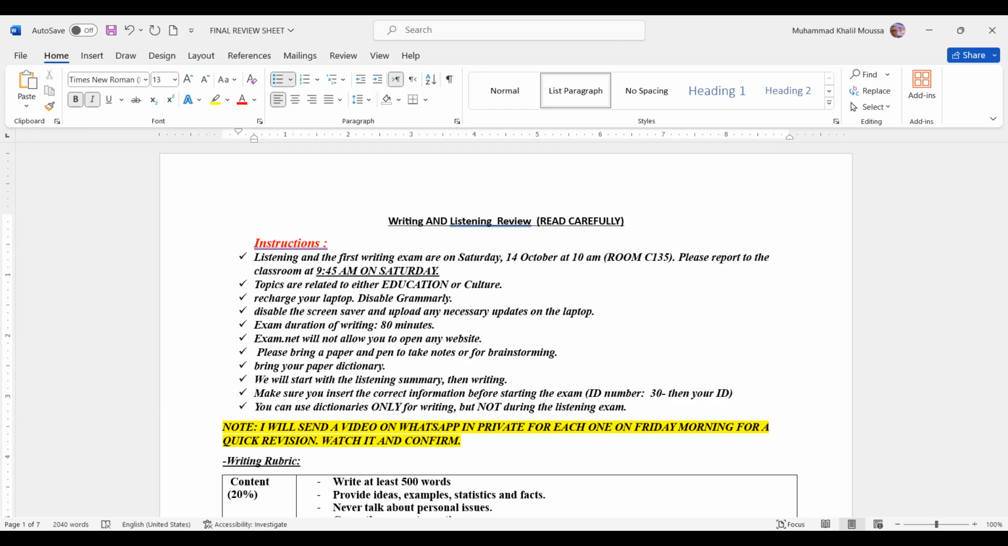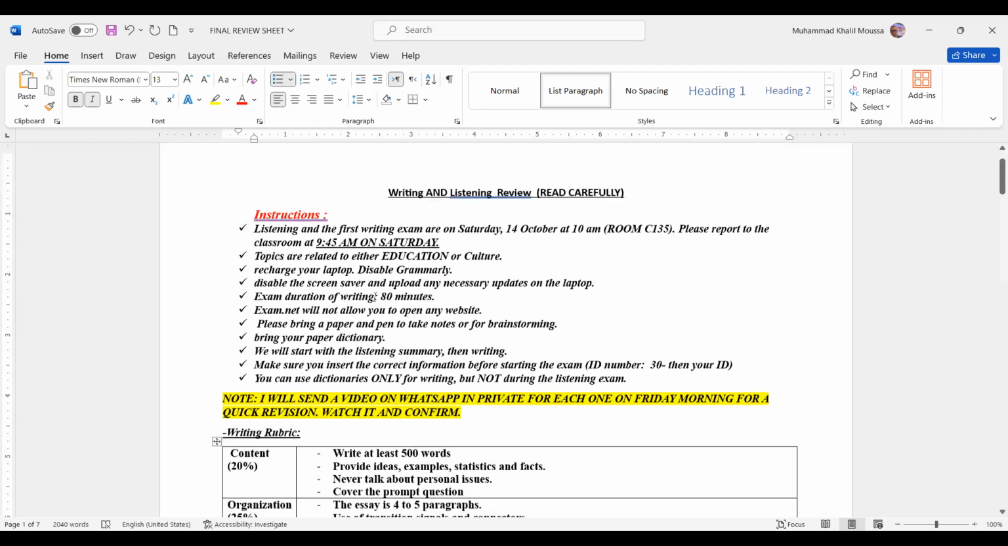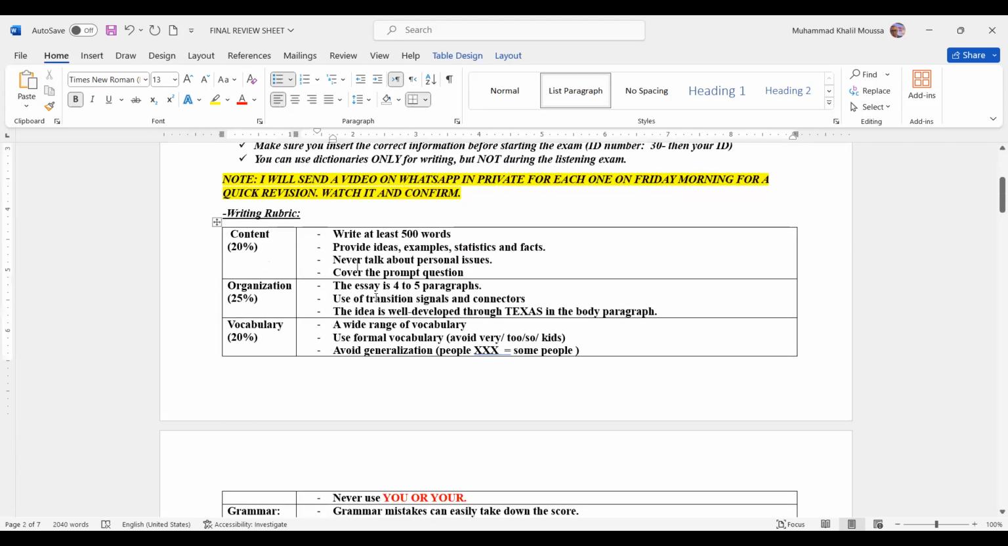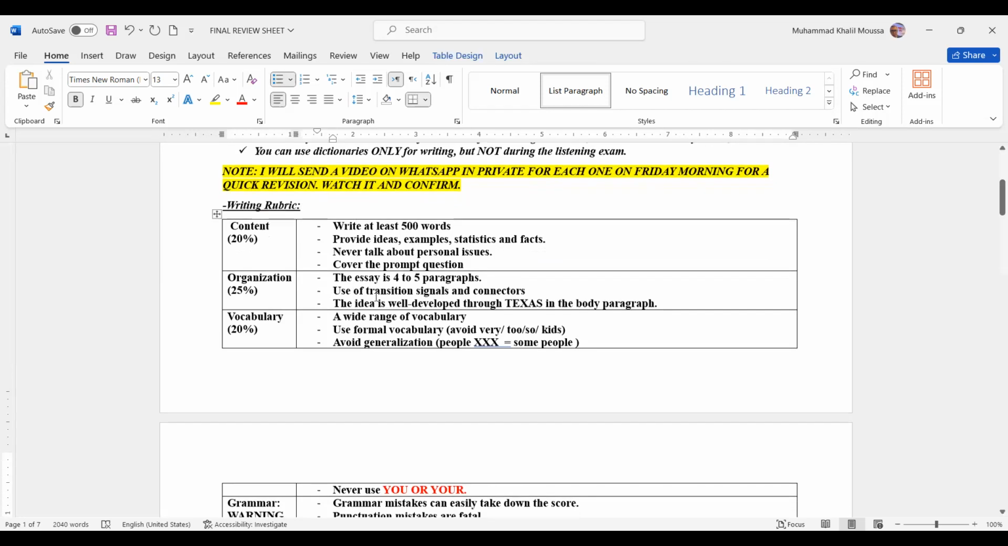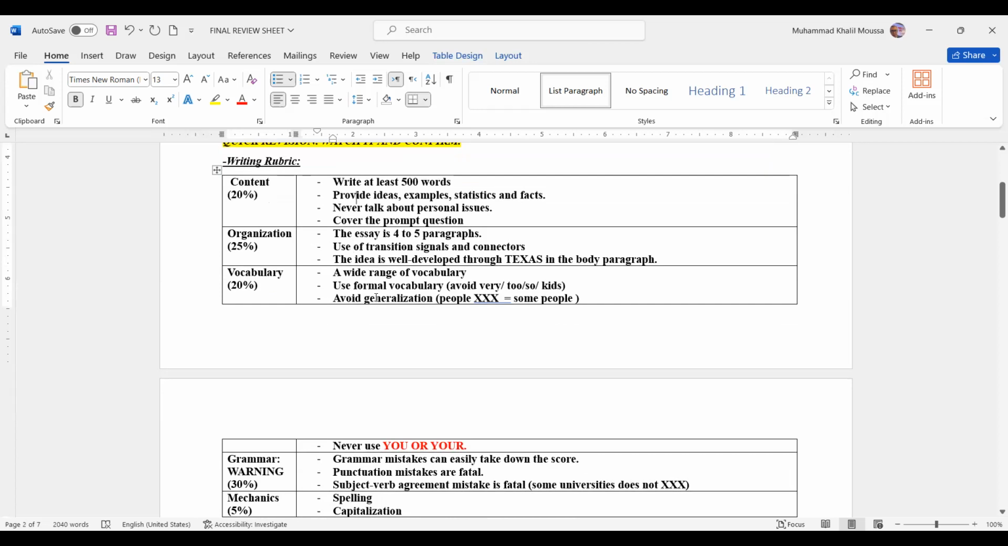The exam duration of writing is 80 minutes, and for listening, 45 minutes. We will use exam.net. Please bring your papers and pen to take notes. Don't forget that the writing is going to be graded according to the writing rubric with 5 standards or parameters. Content is 20%. You have to write at least 500 words.